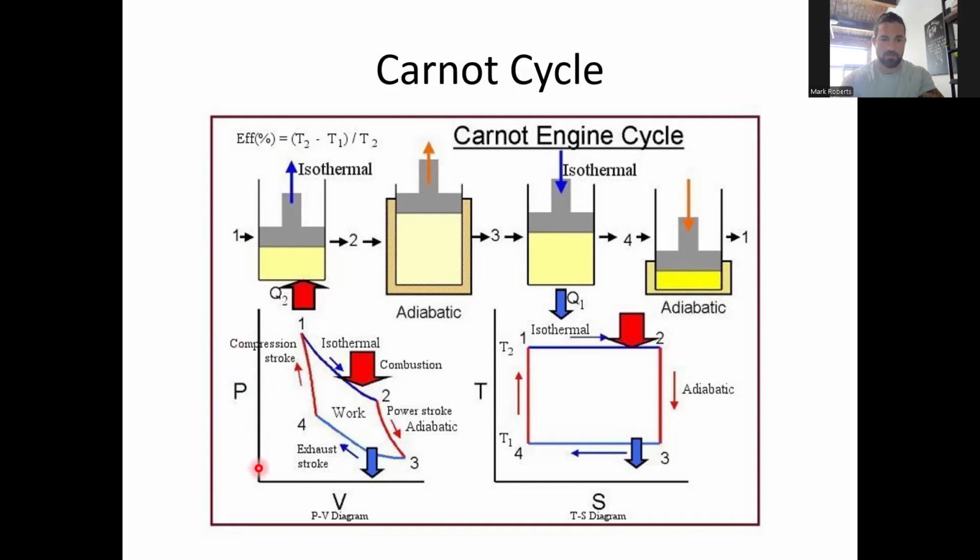So we have our pressure versus volume. We can see the net work from the isothermal expansion part. And this says combustion here because you could imagine we had a combustion process as our heating source, for example, like an internal combustion engine, but it doesn't necessarily have to be combustion.